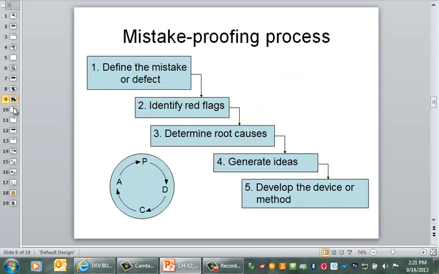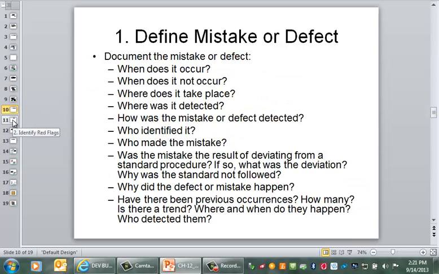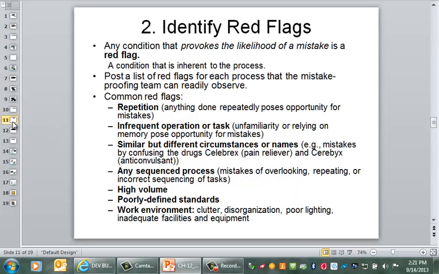So we'll see some examples down here of it. But in order to define a mistake or defect, you take a look at when does it occur, when does it not occur, when does it take place, where was it detected, and you can get a lot of information to create your red flags.